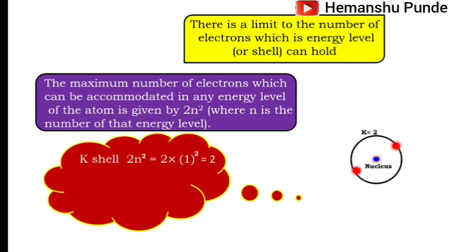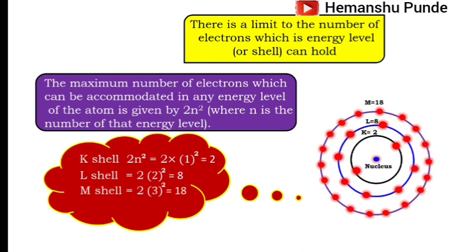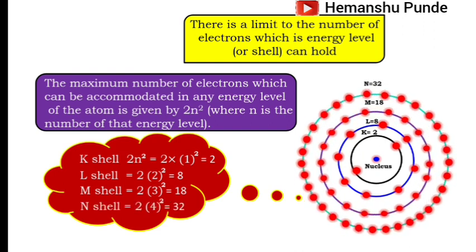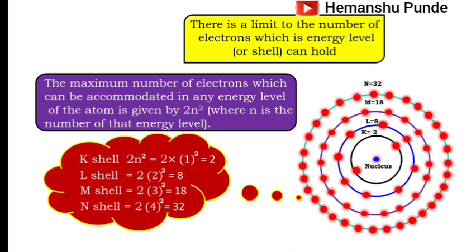For example, the K shell: 2n square, and the K shell is the first energy level. So 2 into 1 square, that is 2. So in K shell, 2 electrons. L shell, 2 into 2 square, 8. Then M shell, 2 into 3 square, that is 18. And N shell, 2 into 4 square, that is 32. So this is the simple rule which is given by Niels Bohr.